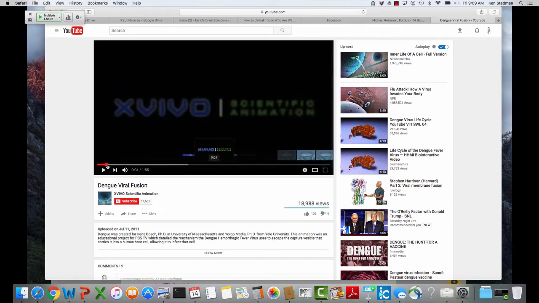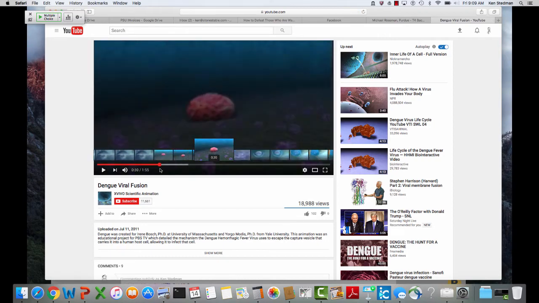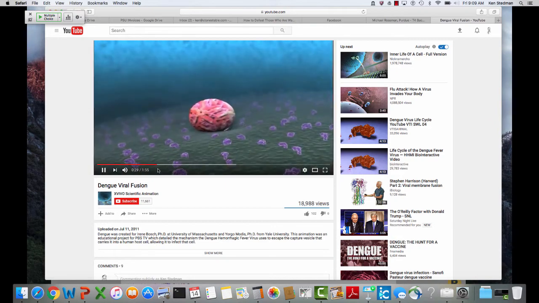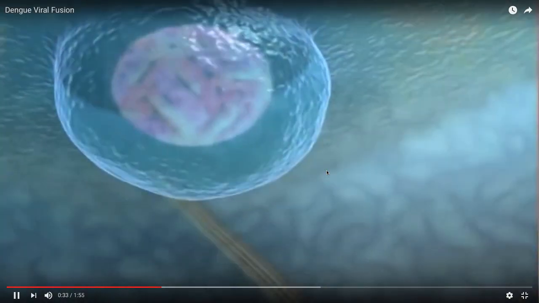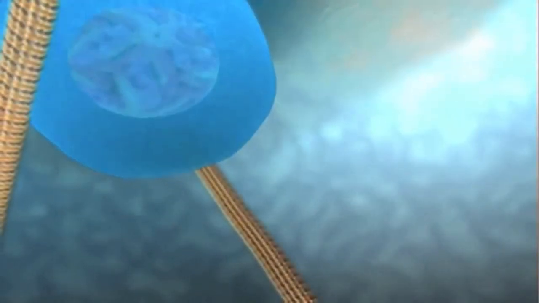The beginning talks about how dengue is a nasty disease. But now we're looking at the dengue virion here. So it comes in through receptor-mediated endocytosis.